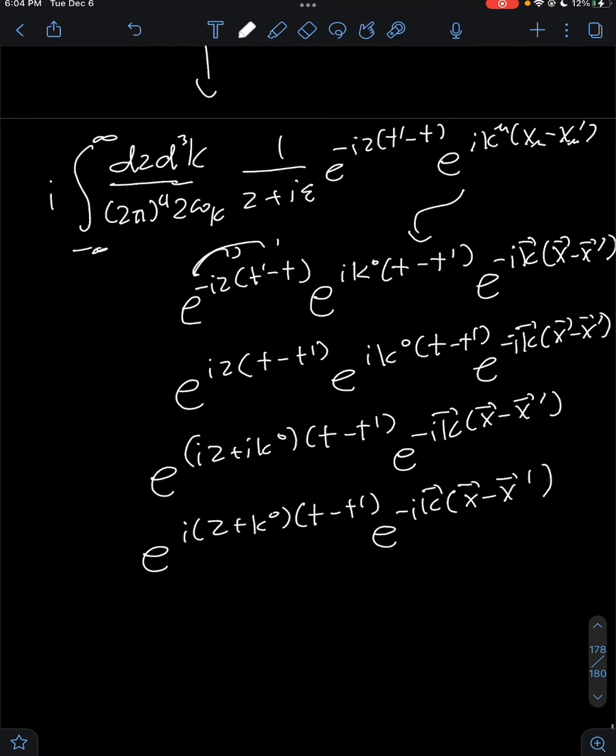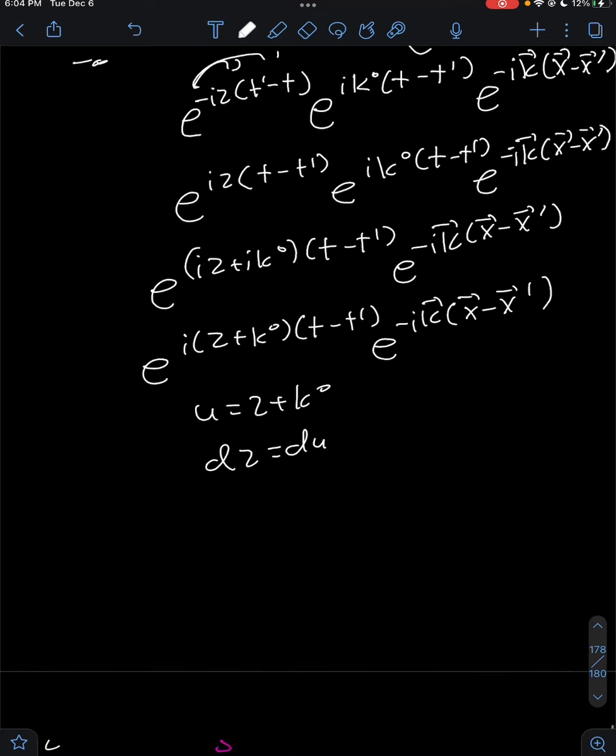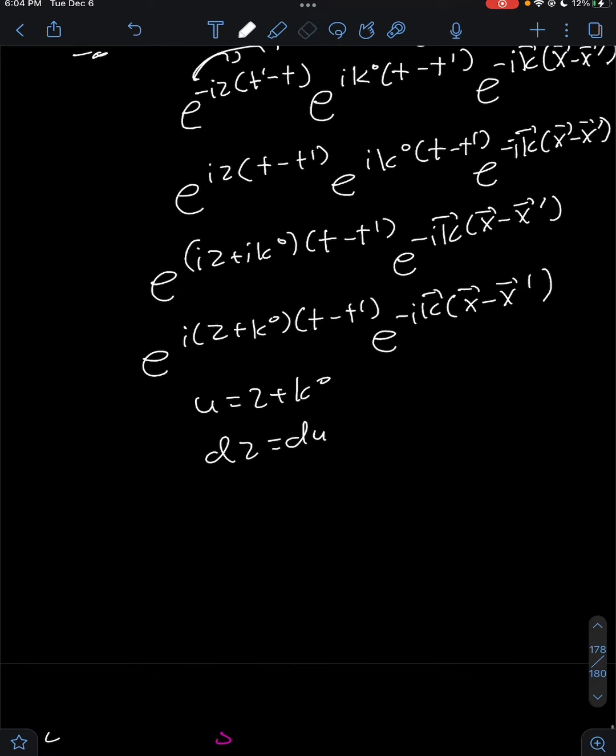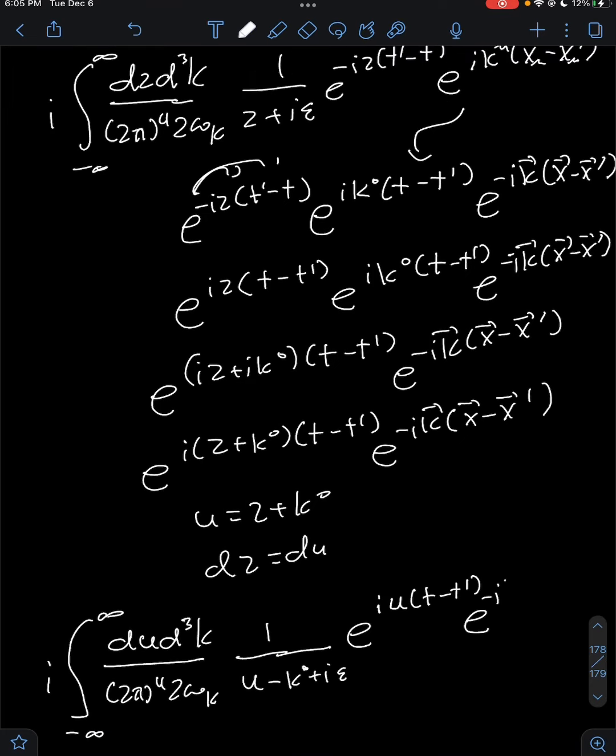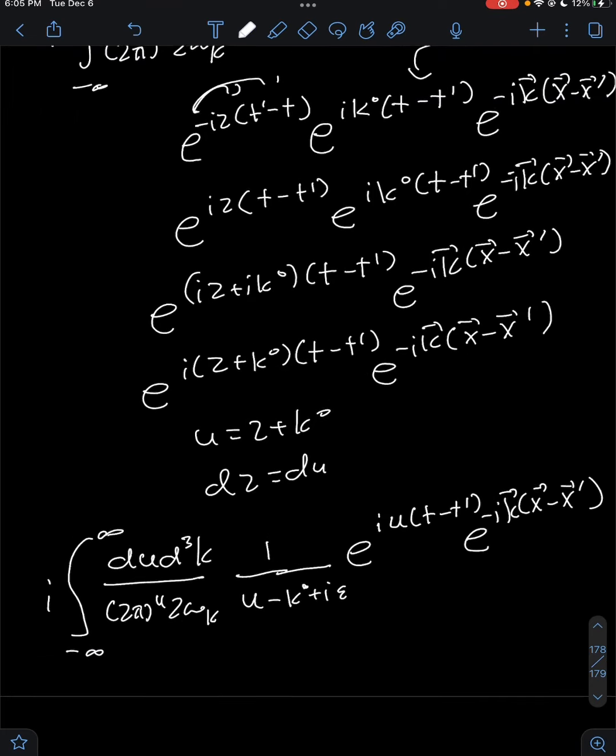Again, we can do the u sub. We can let u be z plus k naught. This means that dz equals du. And doing all of that, we are going to get... So we now have this over here.